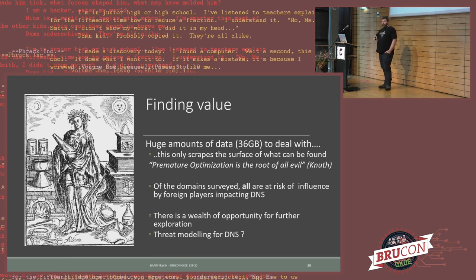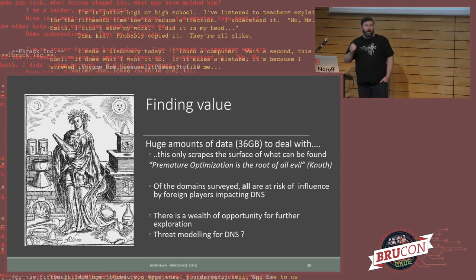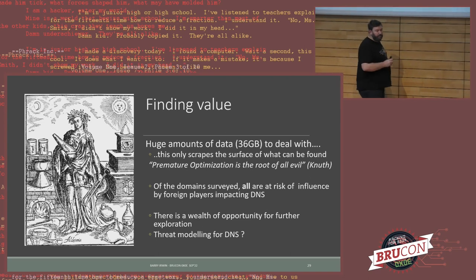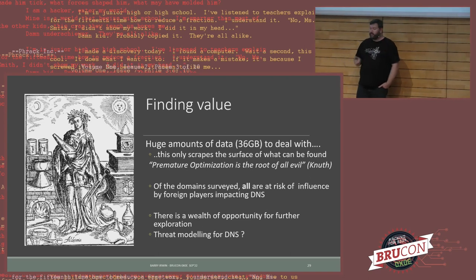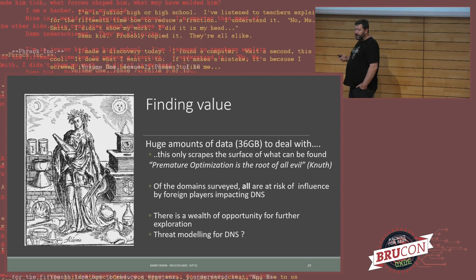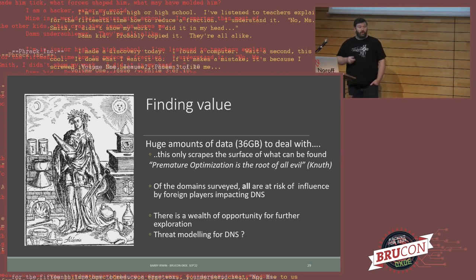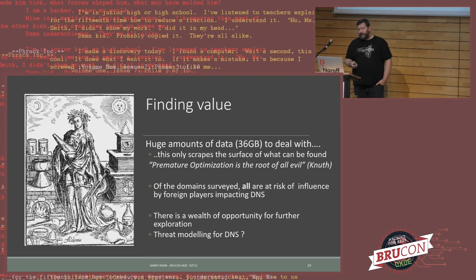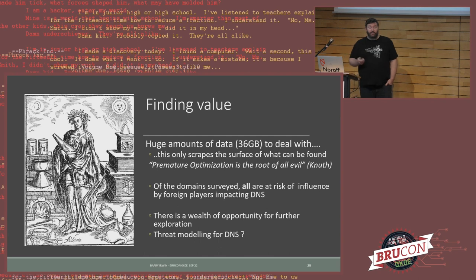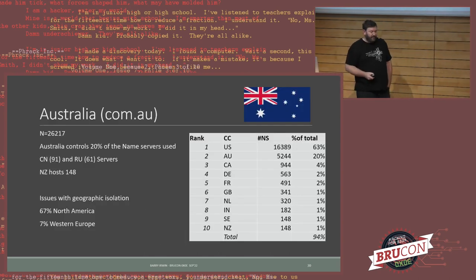What I can say in terms of the summary is that of all the domains surveyed, all of them are at significant risk of having a foreign player able to impact the domain. And we'll look at the degree of that. Something interesting that I came across, and I know there are a number of people for whom threat modeling is a passion: I haven't come across a threat model or a set of guidelines for threat modeling DNS.